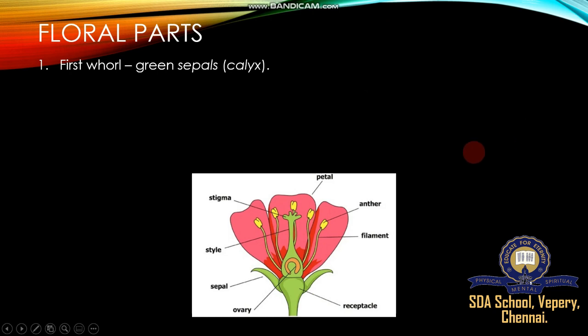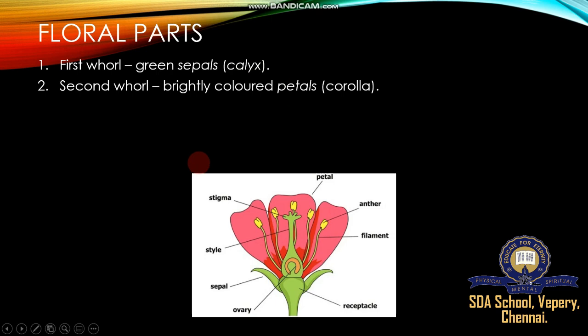These are the parts of a flower. First whorl, the green sepals. Sepals are green, leaf-like parts. The green parts of the calyx are made up of sepals. The second whorl is the brightly colored corolla, made up of petals. It may be brightly colored, red or yellow or orange or any color. Some flowers are so attractive with the help of these petals. So the corolla is the second whorl, made up of petals, brightly colored.